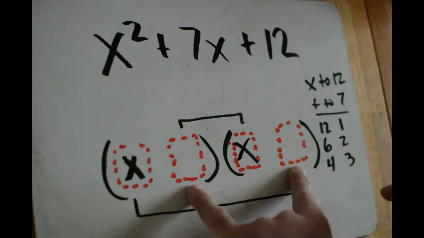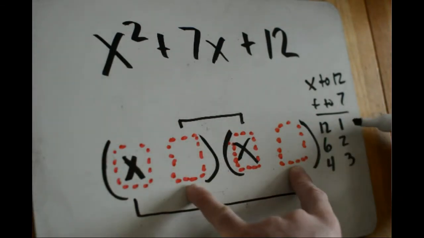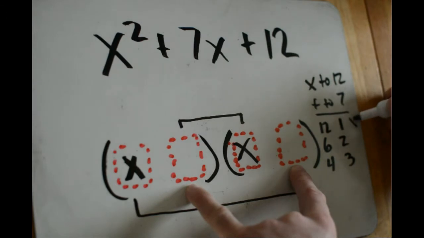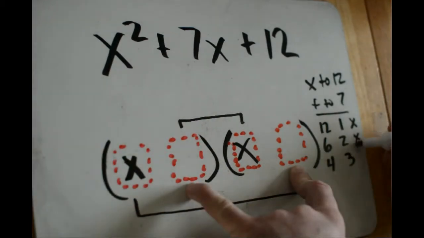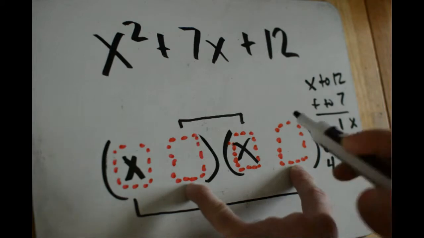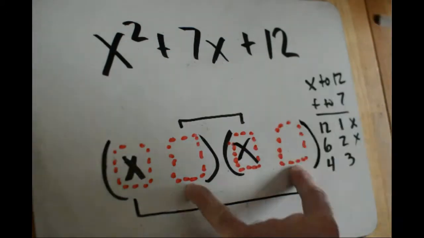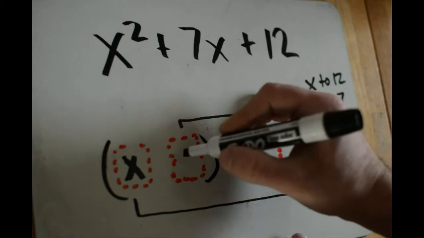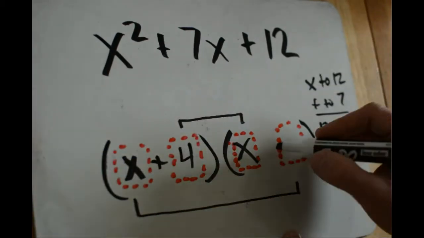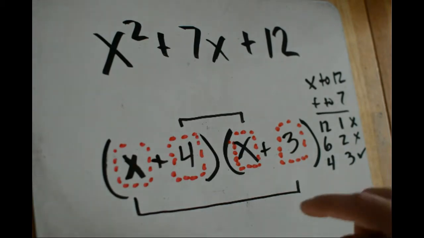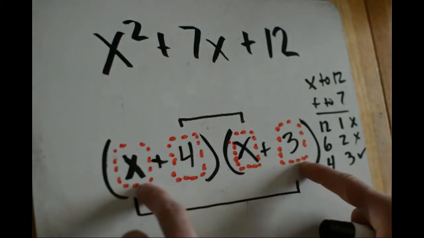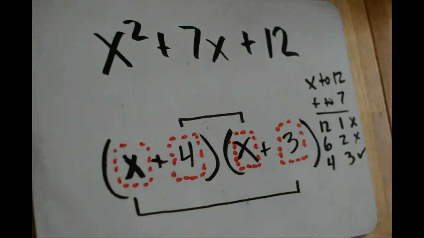The one that's going to work is that set of factors that also has a sum of 7. Well, if I put in 12 here and 1 here, that's going to have a sum of 13. So the middle term will be 13x. That's not what I'm looking for. If I put 6 and 2, the middle term would be 8x, so that one doesn't work. And if I have 4 and 3, that will have a sum of 7, so that one works. So this will factor to x plus 4 and x plus 3 because it's positive 12 and positive 7. If you multiply this out, you would have x squared plus 3x plus 4x plus 12, and 3x and 4x will combine to 7x.